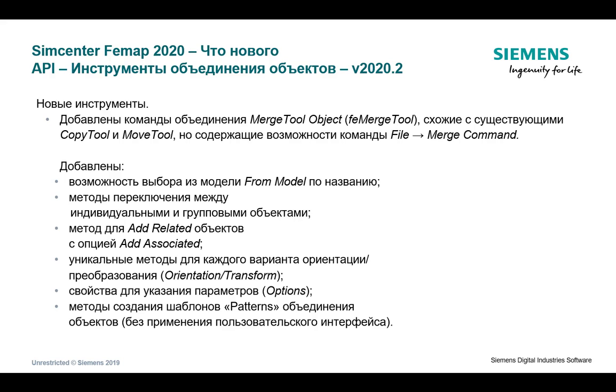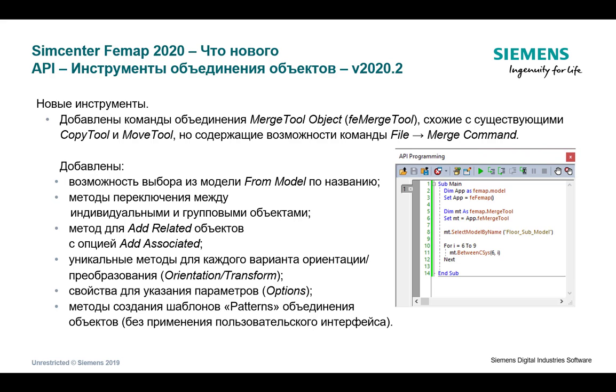Last thing to talk about is the merge tool object. So the file merge command was not in the API, but now it is for version 2020.2. So we've added a merge tool object. It is very similar to the copy tool and move tool object, but exposes the capabilities of the file merge command instead. It gives you the ability to select from model, methods to toggle individual groups of entities, or just individual entities of what types to get.